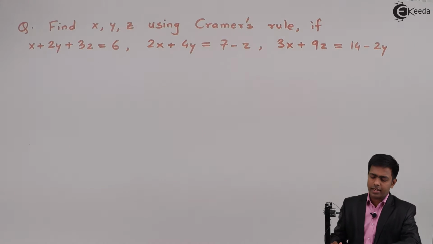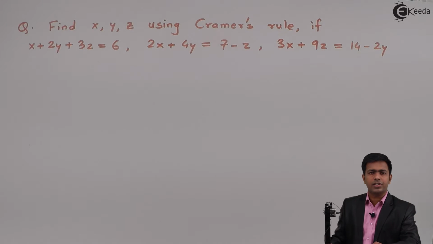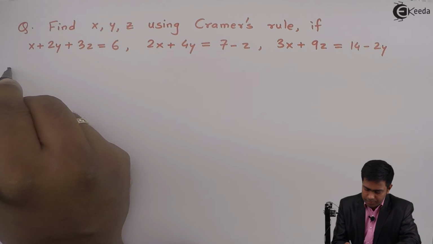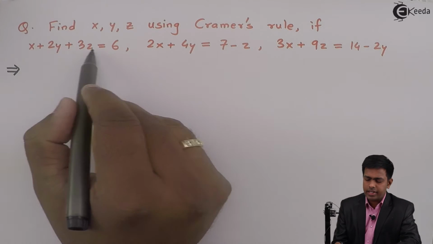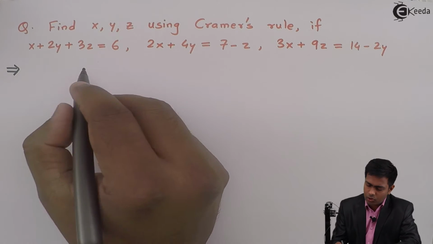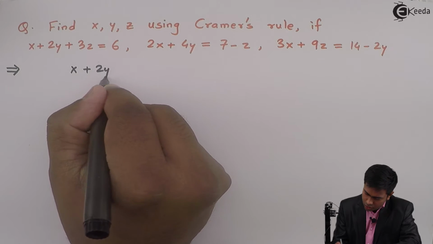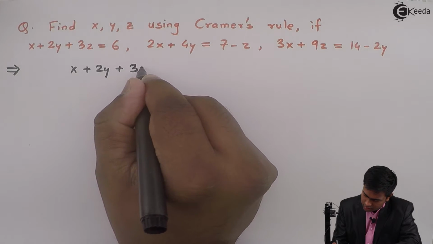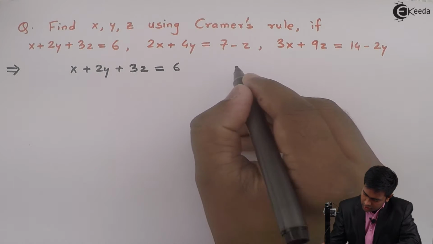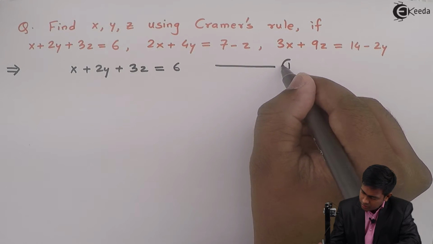So to apply Cramer's rule we want these equations in standard form. First of all, we'll bring all the equations into standard form. This first equation is already in standard form, so I'll copy it down as it is. So x plus 2y plus 3z equal to 6. I'll call this equation number 1.